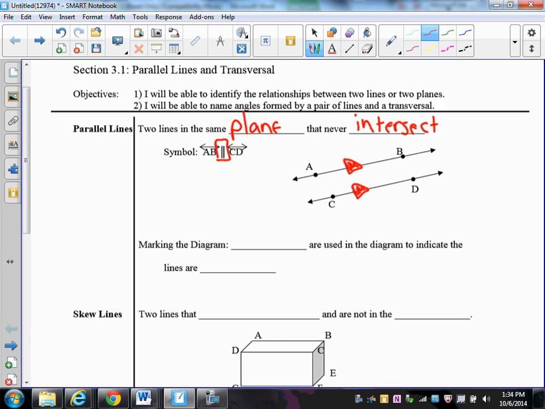We also have this symbol, which are just two lines. This means parallel. So whenever we would read what this says, we would say line AB is parallel to line CD. And like we said here, marking the diagram, arrows, that's these things right here, are used in the diagram to indicate the lines are parallel.